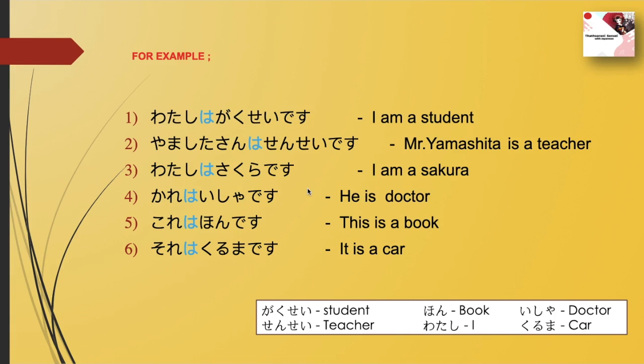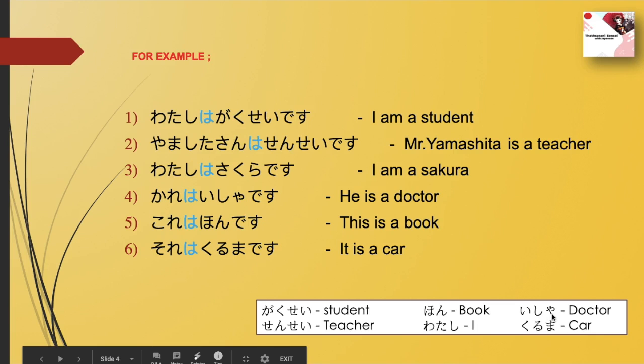Fourth example, that is he is a doctor. Okay, in Japanese we say isha for the doctor. Here we have i, shi, but here we have a smaller ya. Then this will become i, sha, right? So now the sentence is kare wa isha desu. Kare wa isha desu, right?